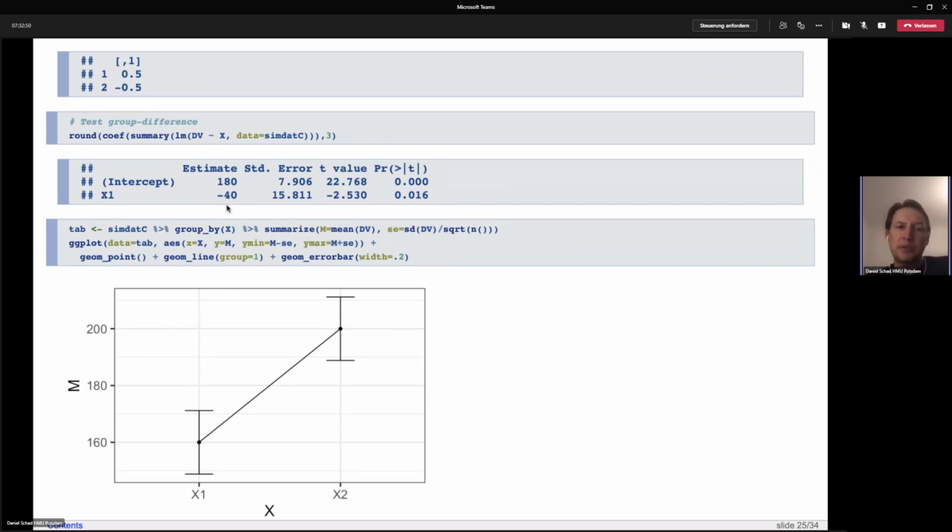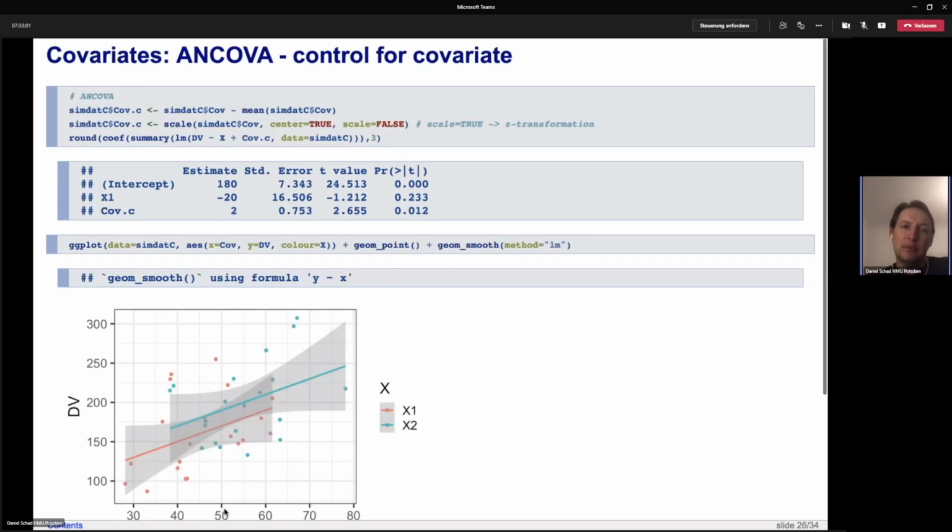But now we want to control for this influence of IQ. Maybe by chance group 2 had higher IQ values than X1. Maybe that explains the better performance. What we can do to test that is enter this covariate as a predictor. In the very first session this morning, we already discussed that if you have a covariate, it's always a good idea to center the covariate, to subtract the mean. There are some exceptions from that, which we will discuss soon. Let's see how long it takes.